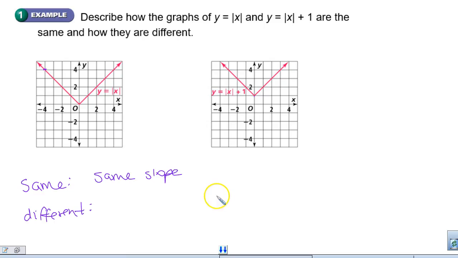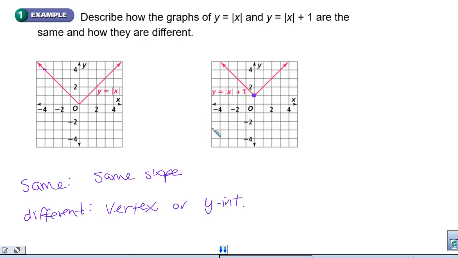Yes, go ahead. They have a different vertex, very good, or they've got a different y-intercept, you could say. So they've got a different vertex or y-intercept. And what do you notice about the graph over here on the right that says +1? You just shifted up 1 unit. Yep. So this +1 right here just simply tells you, hey, instead of starting at 0, start at 1 on your y-axis.